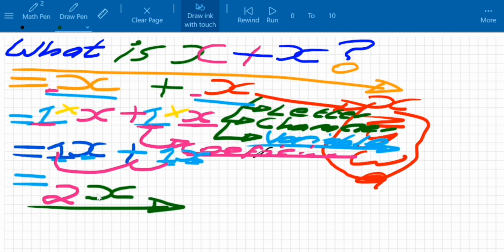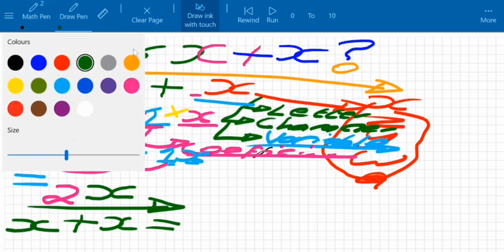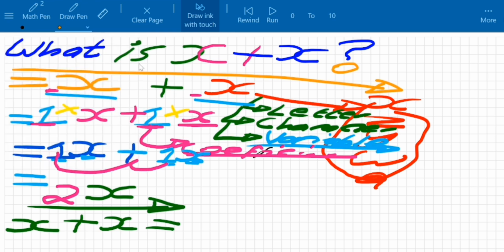x plus x equals 2x. Now you know the answer. What's the answer? The answer we found is 2x. That's the answer. x plus x is equal to 2x.